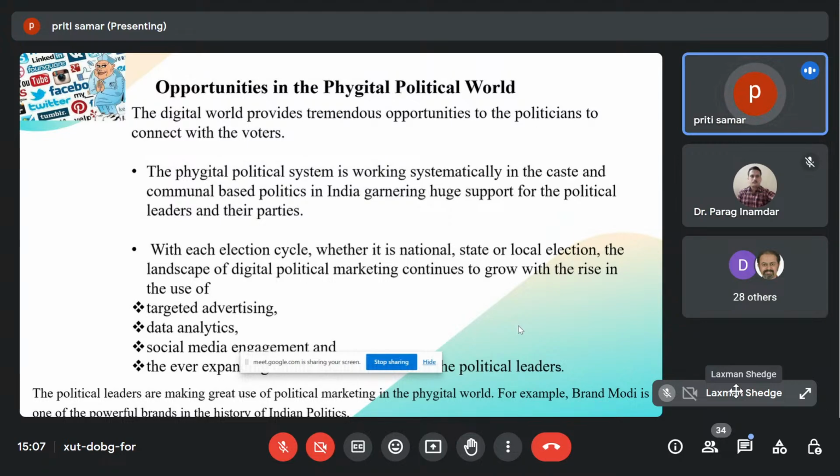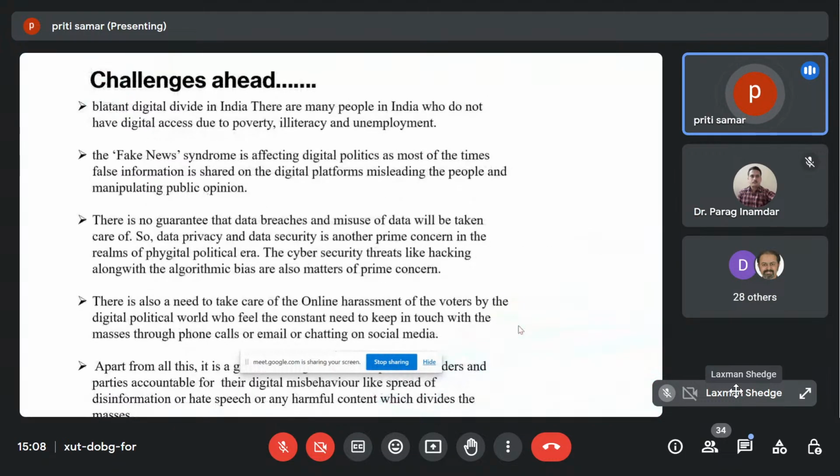And with each election cycle, whether it is national, state, or local election, or the election for the people who are working as the corporators in the rural or the urban areas, the landscape of digital political marketing continues to grow with the rise in the use of targeted advertising, data analytics, then social media management, and again there is ever expanding use of the social media. The political leaders are making great use of political marketing in the digital world, and an example can be given of the current prime minister, who has created the brand Modi, one of the most powerful brands in the political history of India.